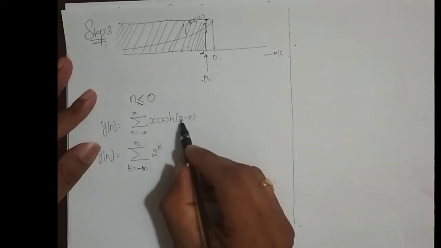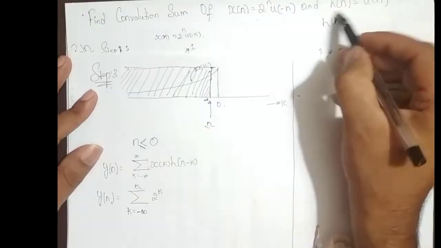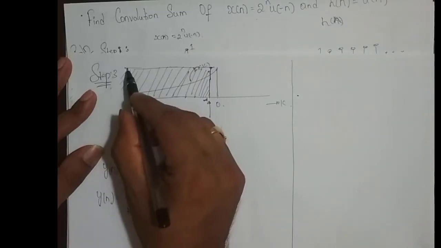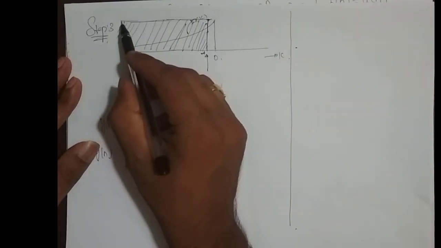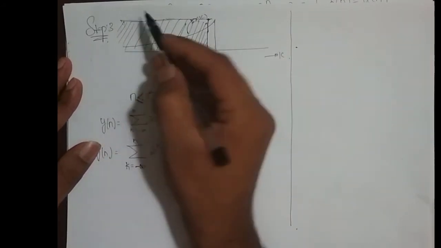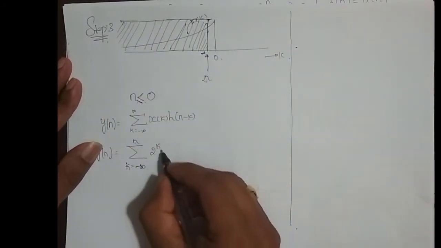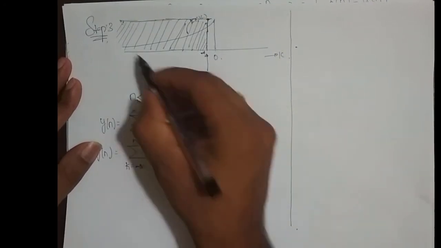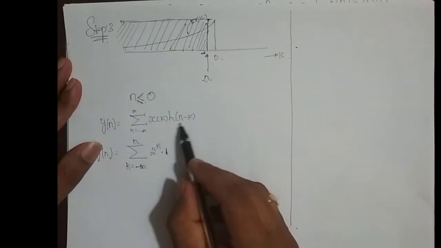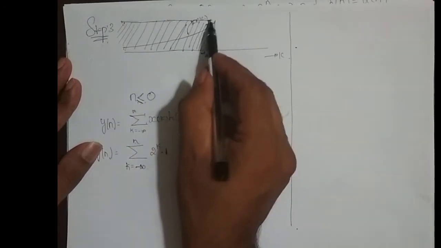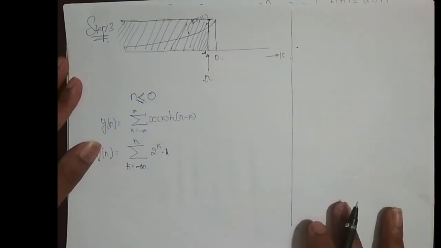Fine. H of n minus k. So what is h of n? What is the amplitude of this? This is nothing but h of minus k. And it does not matter because it is 1 everywhere, no? So I'll just write it as 1. The amplitude of the input sequence is this, and the amplitude of h of n minus k, the other sequence, the impulse response, is 1 everywhere.